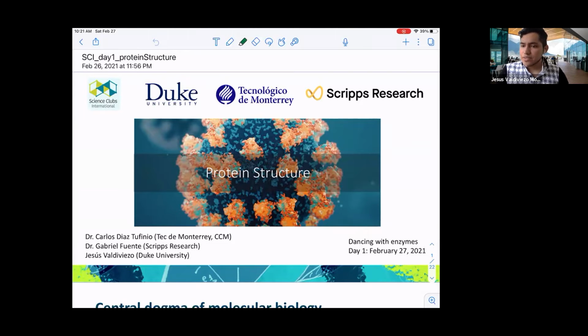We're gonna start with the first part. This is meant to be, as I mentioned, a general overview of protein structure, some general concepts that are gonna be useful later on for docking and molecular dynamics and whatever comes after that.